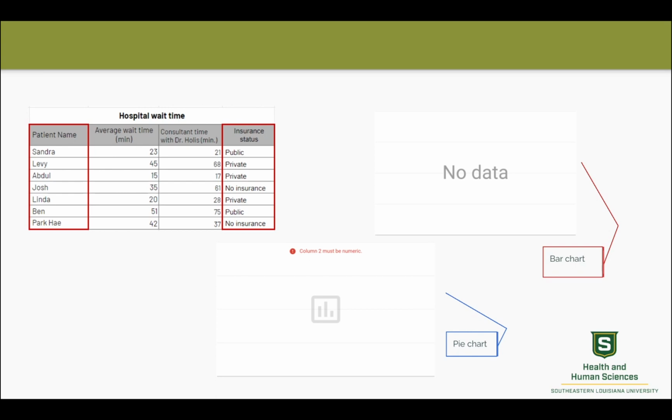So if you have two variables and they are both categorical values, you will not be able to create a pie chart out of it. You will not be able to create a bar chart out of it. You will also not be able to create a line chart out of it. So now let's look at how a line chart looks.